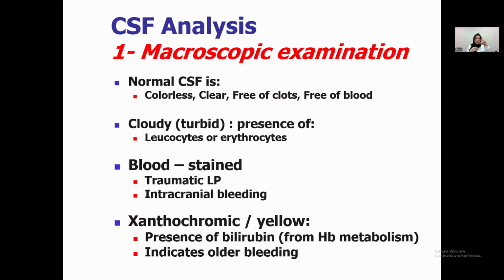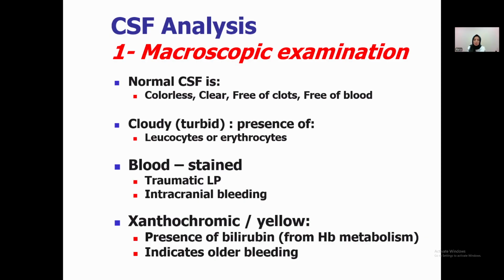If we find by naked eye that it is cloudy or turbid, that might indicate leukocytosis or erythrocytes. If it's blood stained, a red color, it is either a traumatic lumbar puncture, which we'll talk about now, or intracranial bleeding, a true bleeding. Xanthochromia is important, and today I need to concentrate on the traumatic LP and also xanthochromia. I will explain it now in detail.